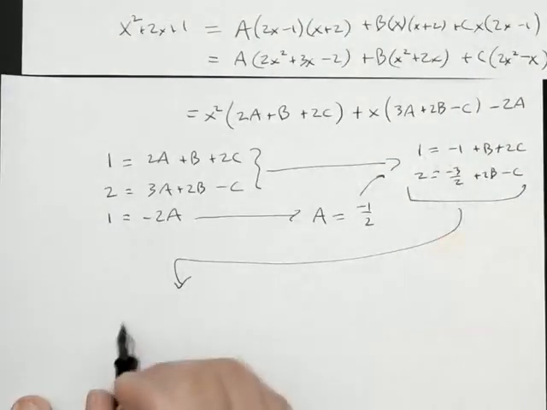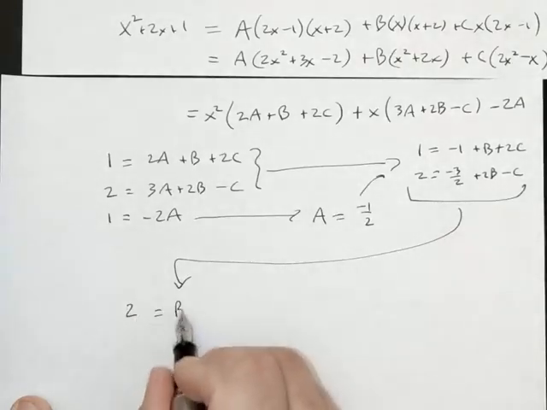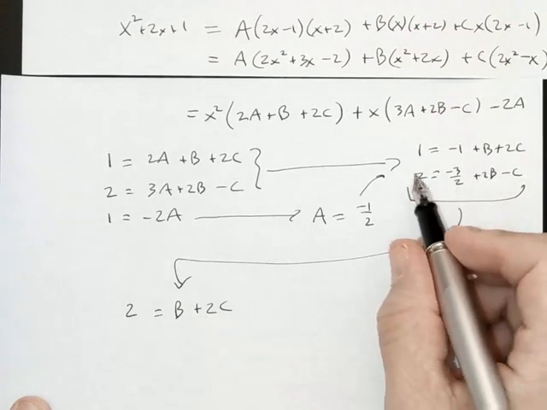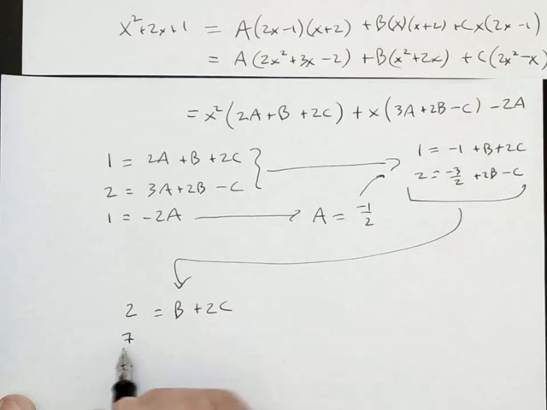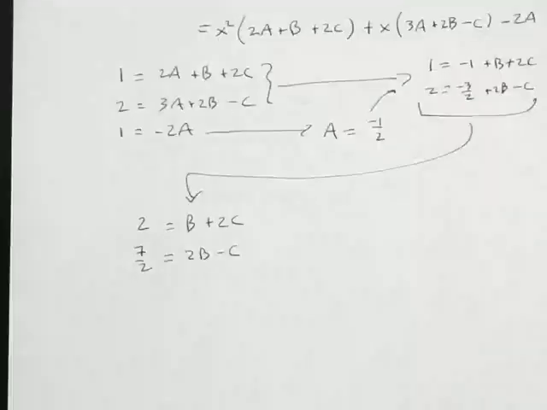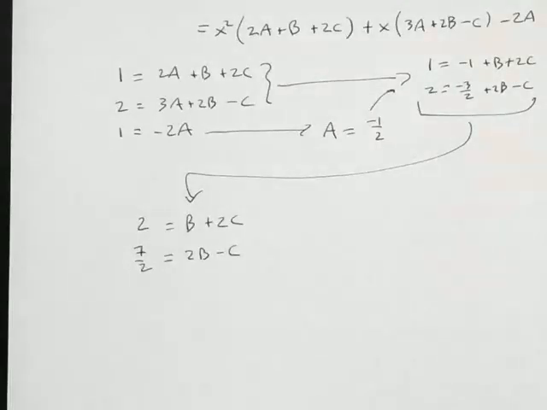So I move the negative 1 over here to be with the 1, that makes it a 2, equals b plus 2c. Move this over here to be with the 2, that's 4 over 2 plus 3 over 2, that's 7 over 2, equals 2b minus c. You're welcome to use decimals if you'd rather. Now what?